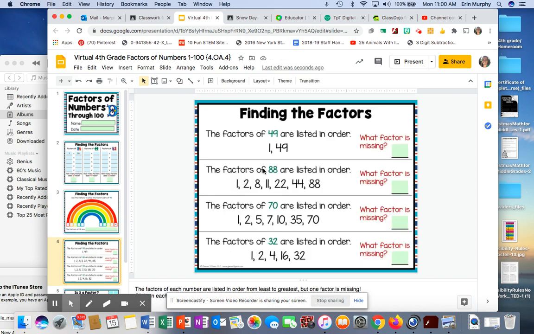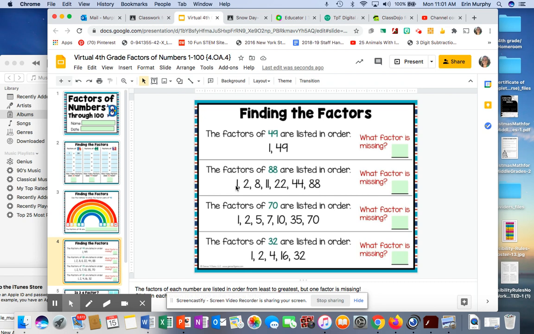On this next slide, you are told factors for the number, and you have to figure out which one is missing. So for 49, that one has a tricky one in there. Think about your multiplication facts. Think what factor is missing. Think about when you take those multiplication tests. What answer equals 49 when you do that? So tell me which factor is missing.